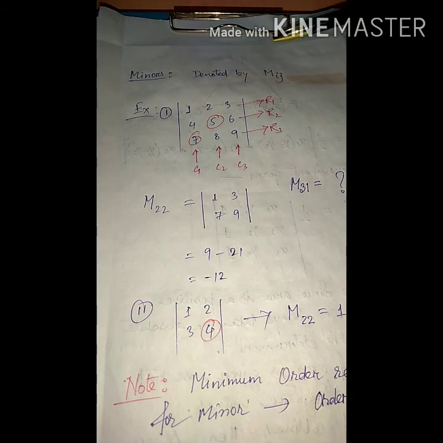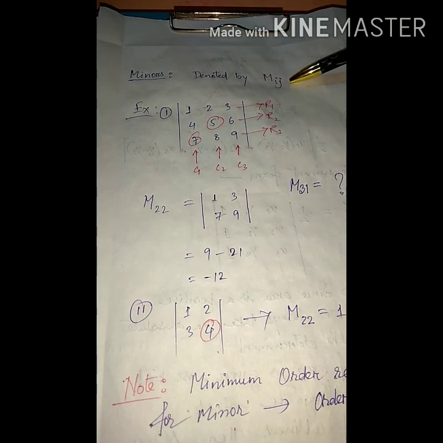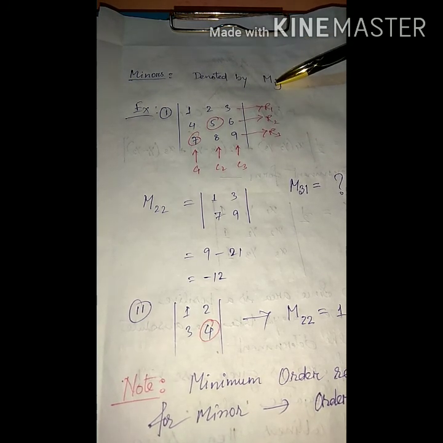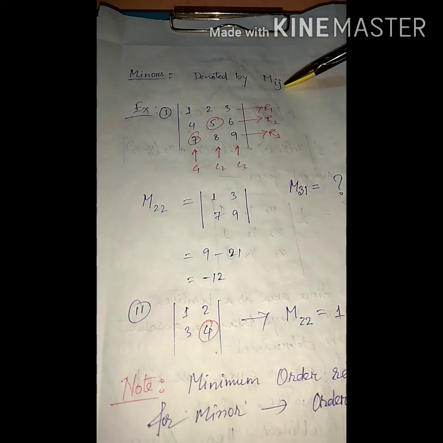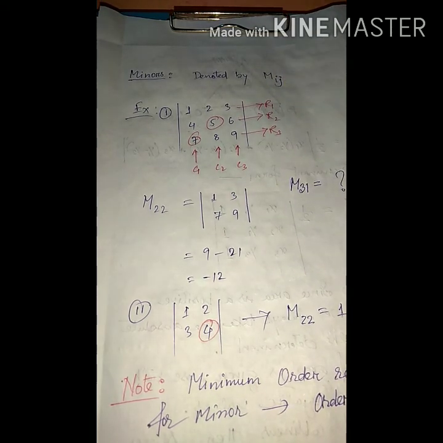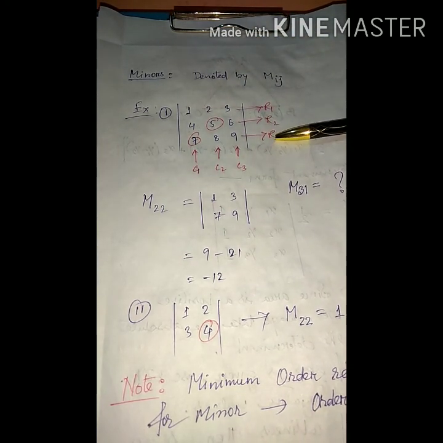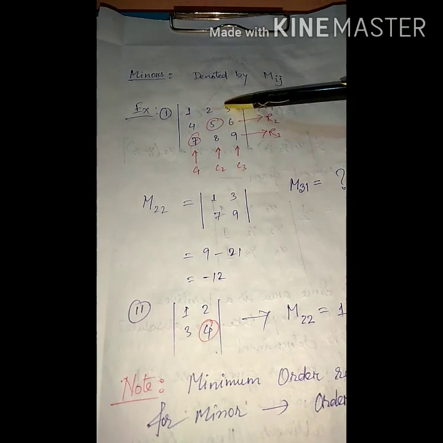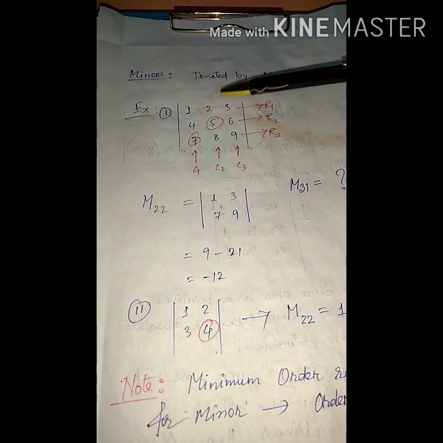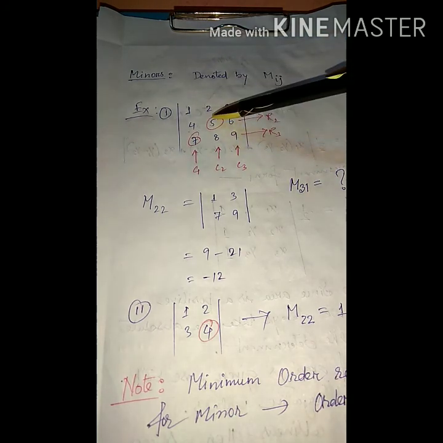So the minors are generally denoted by capital M, ij. All of you know what i and j are. i is the number of rows and j is the number of columns. So suppose this one is the example we consider. This is the first row, second row, third row. Similarly, this is the first column, second column, third column. So if anyone asks you to find the minor of any element of this determinant.